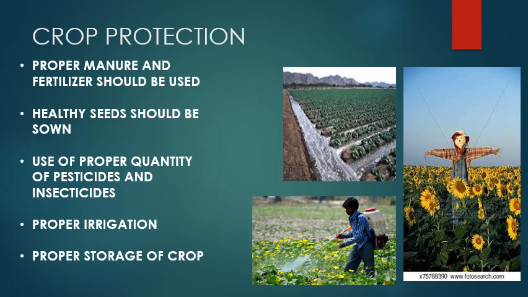Thus, we have seen the various stages of agriculture and what are the protection measures for crops. And this finishes our chapter.